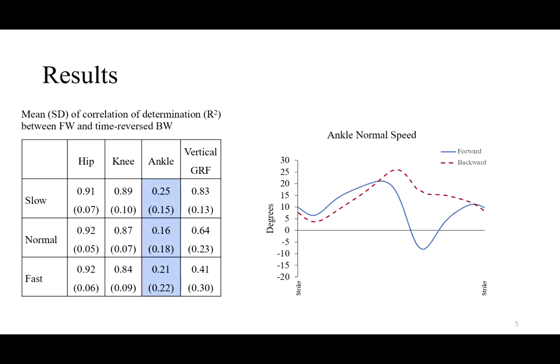At the ankle, however, some differences emerge. As you can see in the graph, our ankle kinematics are very dissimilar between the forward and time-reversed backward walking conditions, and this is supported by very low R-squared values with high variability, high standard deviations. We also found that children adapted to backward walking differently than what's reported in the adult literature, limiting their ankle range of motion and using their ankle plantar flexors less.